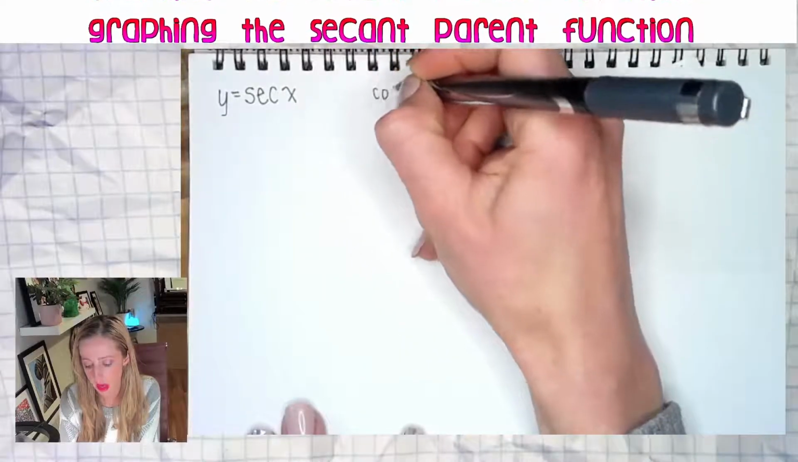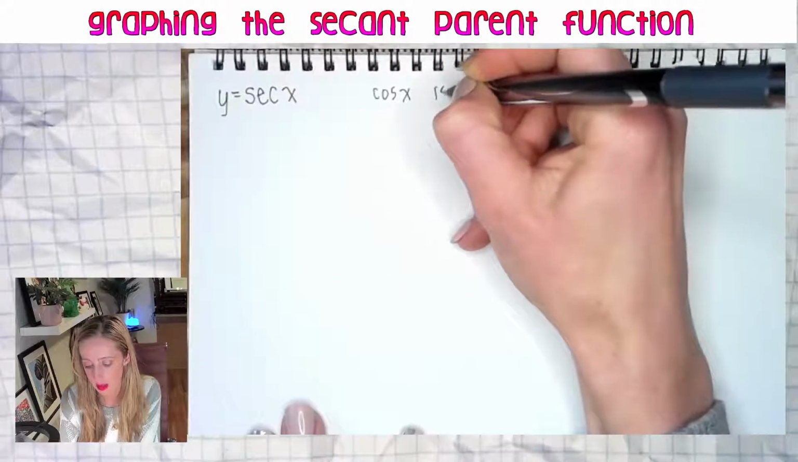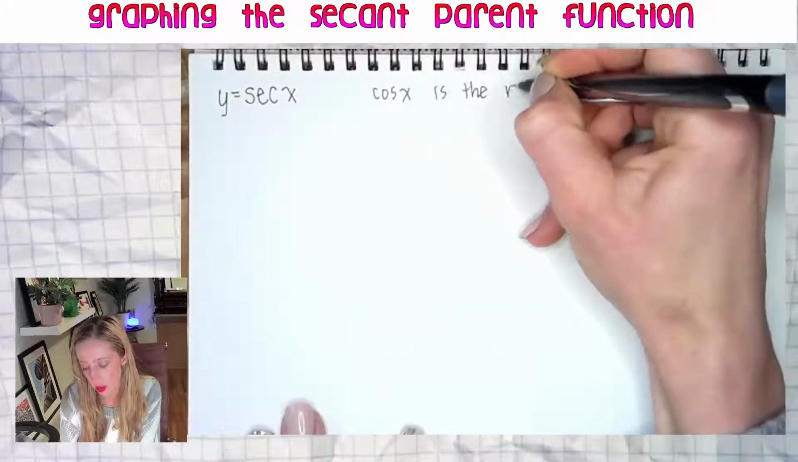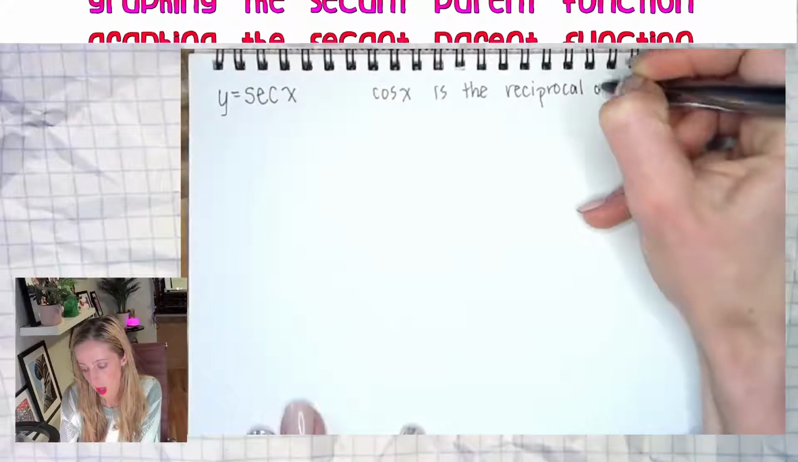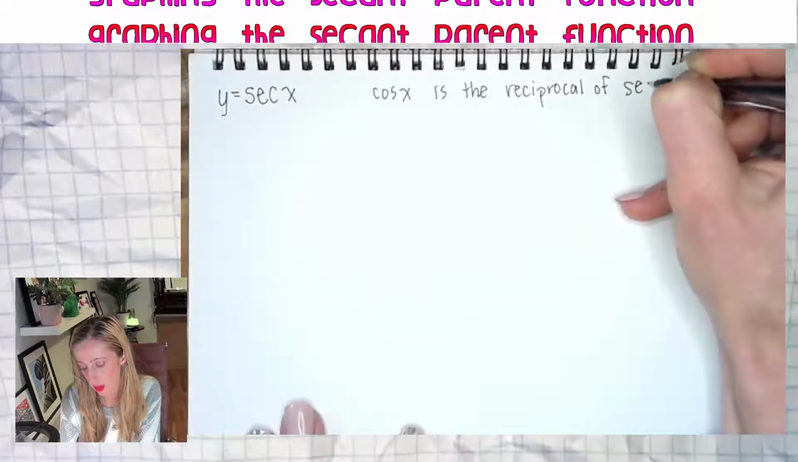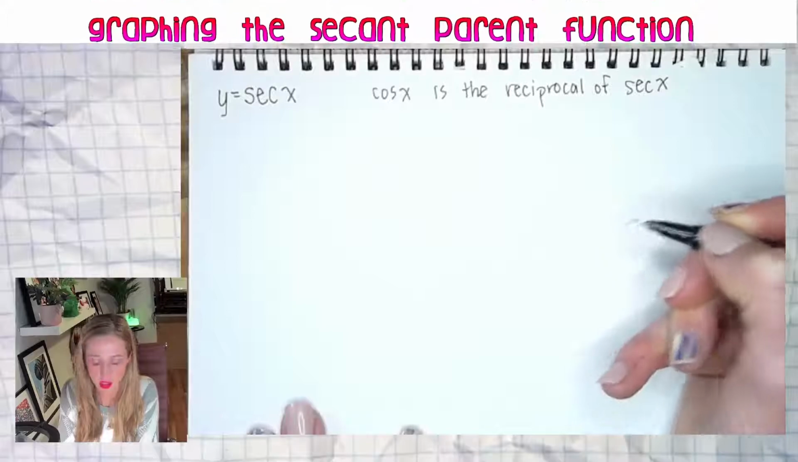So cosine is the reciprocal of secant, and vice versa, of course.